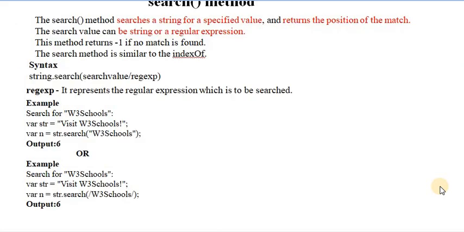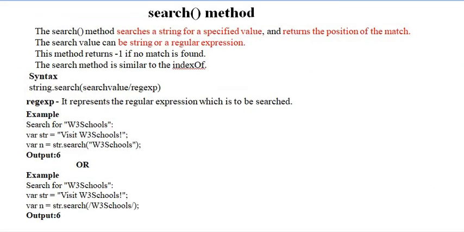Next point is the search method. The search method searches a string for a specified value and returns the position of the match. Means if it is matched, then it returns the position. It first of all searches the string for a specified value. Suppose here W3Schools is the specified value or string, and it returns 6 on the web page because it returns the position if it is found.